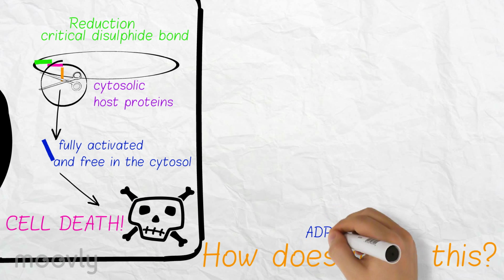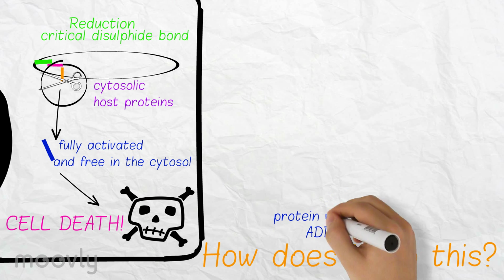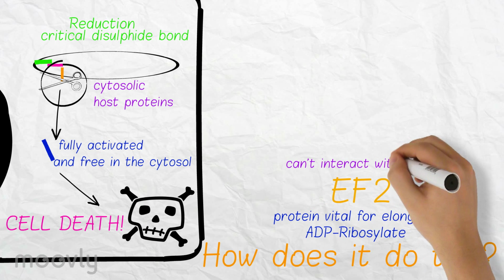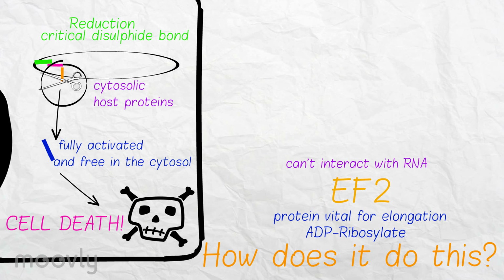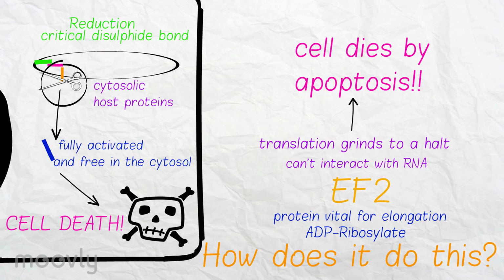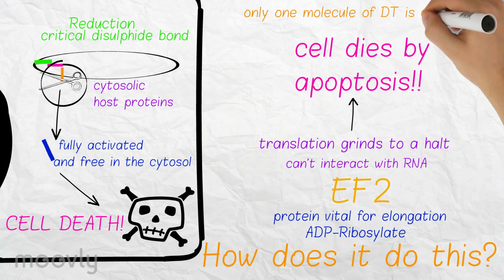It functions to ADP ribosylate a protein that is vital for the elongation step of protein synthesis. This protein is known as EF2, and the modification made by the toxin to EF2 stops it being able to interact with RNA during translation. Because of this, translation in the cell virtually grinds to a halt, and the cell then dies by apoptosis. It is fascinating to consider that only 1 molecule of DT is enough to kill a human cell.